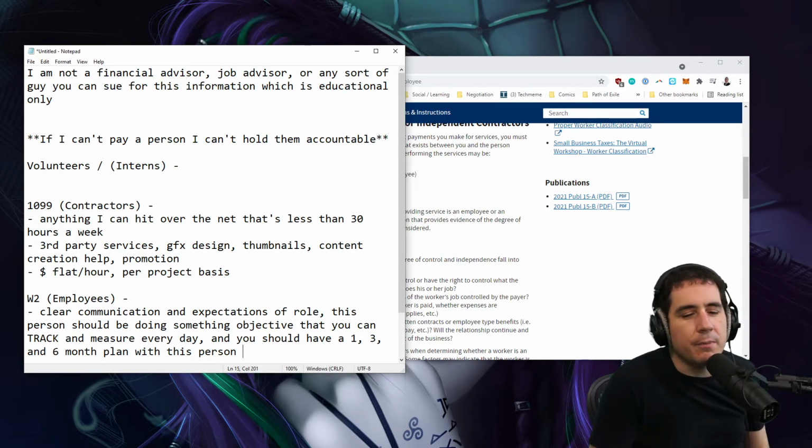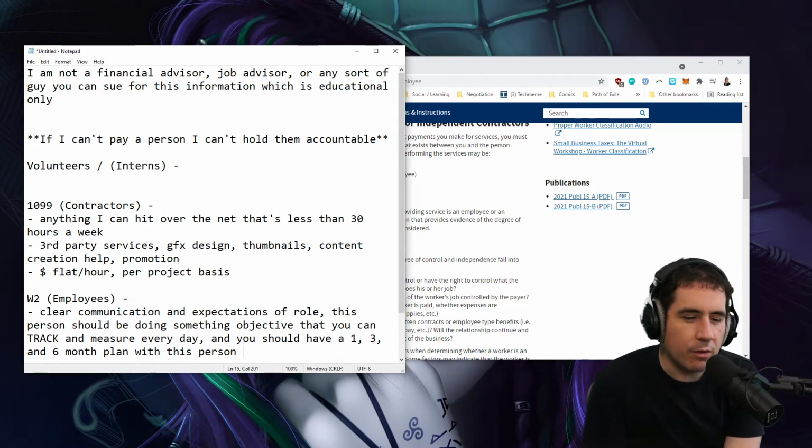So with W-2 employees, clear communication and expectation of the role is really good. The KPIs that I mentioned before.